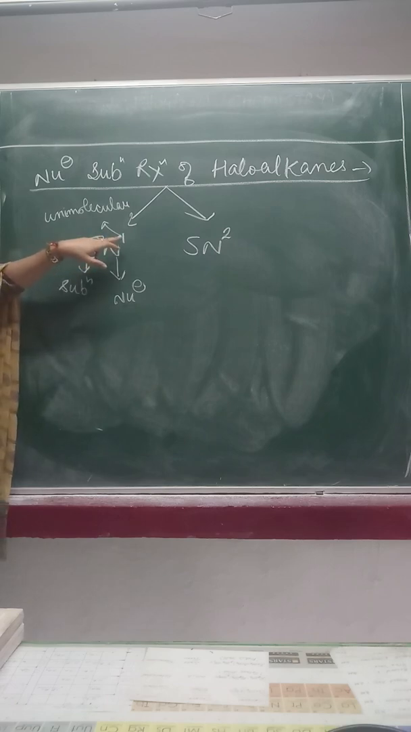Now, what does this 1 indicate? 1 indicates unimolecular. Unimolecular meaning rate of reaction depends only and only on one molecule. That's why this is known as unimolecular nucleophilic substitution reaction. This is the general meaning of SN1.